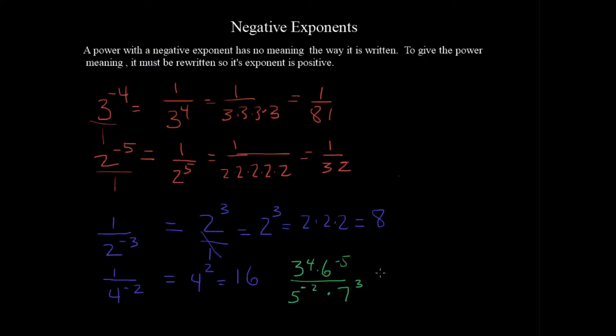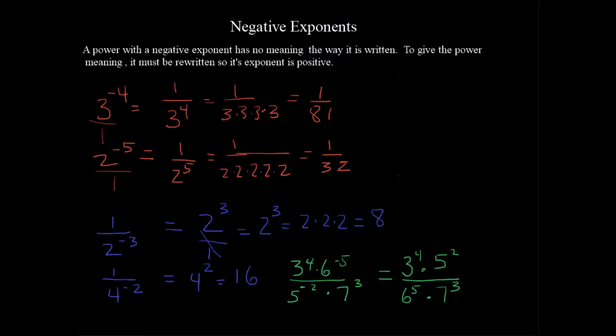Now, the rule doesn't change. The 3 to the fourth power is fine, we're going to leave that. But this 6 to the minus 5, we're going to take this term and put it under 1. And we're going to take this 5 to the minus 2, and when we do the reciprocal, it's going to go over 1. So it's going to look like this. This becomes 5 squared, and the 6 to the minus 5th is going to become 6 to the 5th, and of course we don't touch the 7 cubed.